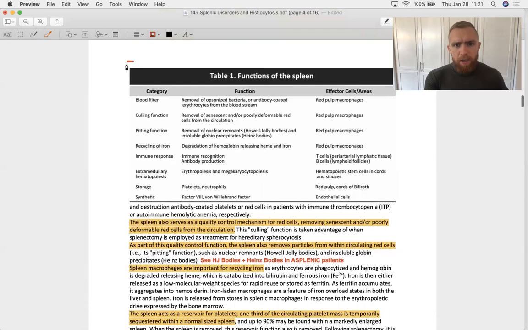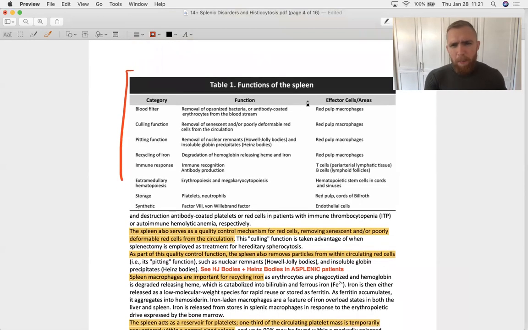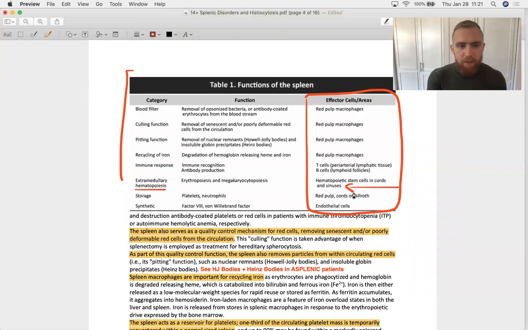Here's a table talking about functions of the spleen. I usually don't like tables, but I like this one, and I'm going to go over this before the exam because this does look like something you could write a test question from very easily. Here's the function, like hematopoiesis. What anatomical part of the splenic tissue is responsible for that? In this case, cords and sinuses. You have stem cells there.